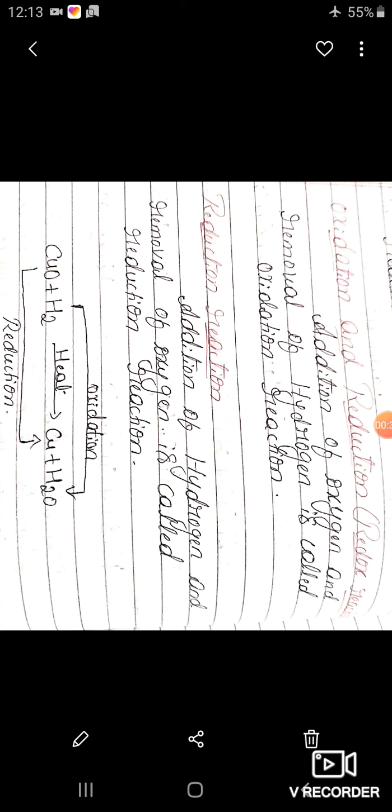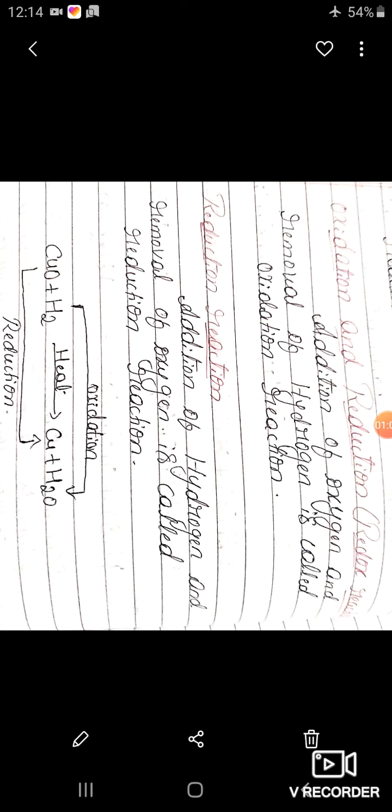So, what do you mean by oxidation and reduction reaction? Let us see. Oxidation reaction means addition of oxygen and removal of hydrogen is called oxidation reaction.